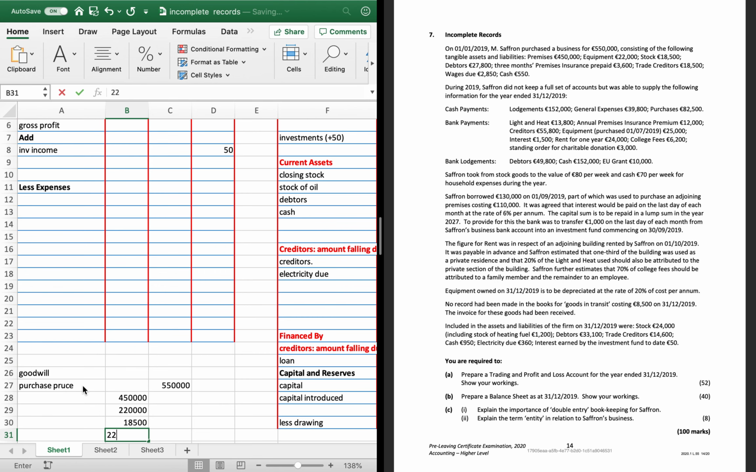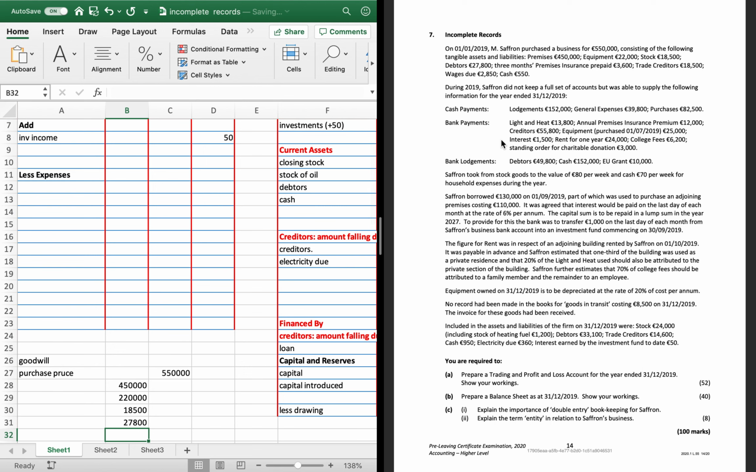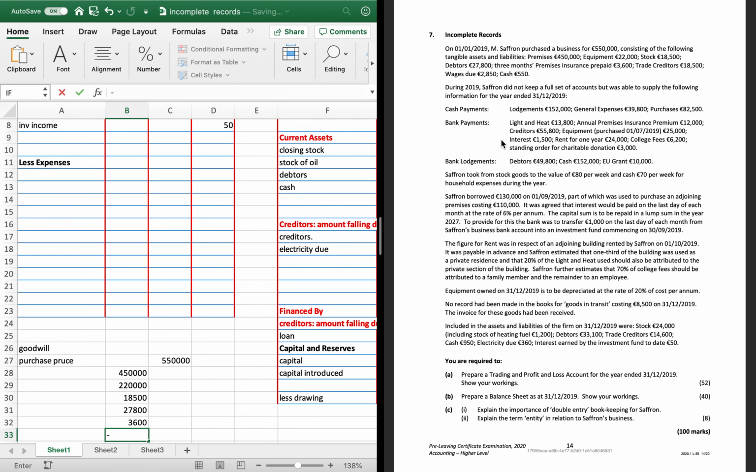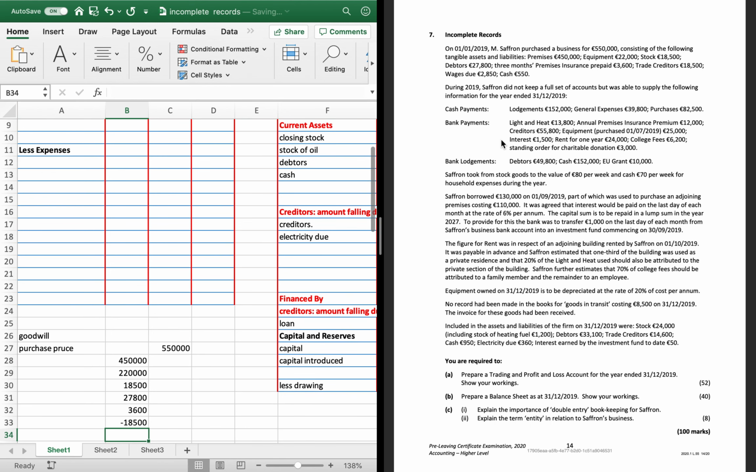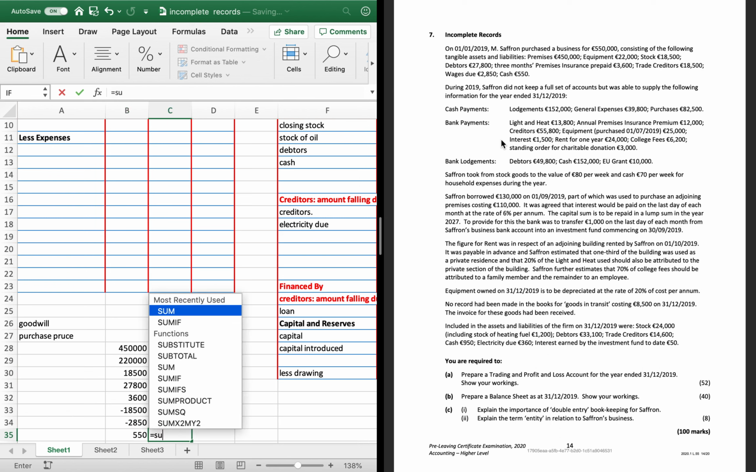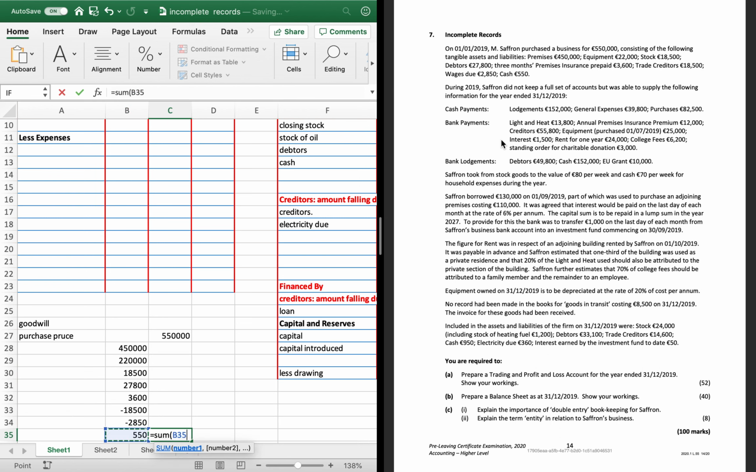Debtors is 27.8. Insurance prepaid is an asset. Creditors are liabilities, that's a minus. Wages due is a liability, so it's a minus. And cash is an asset, which is a plus. Now, that cash is going to affect our sales later on, just be aware of that.